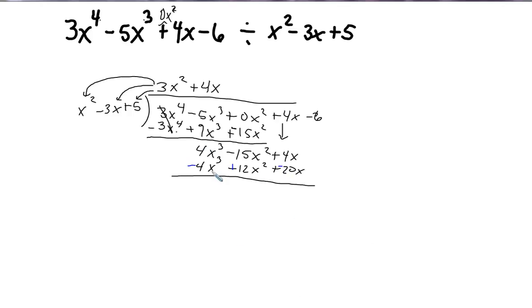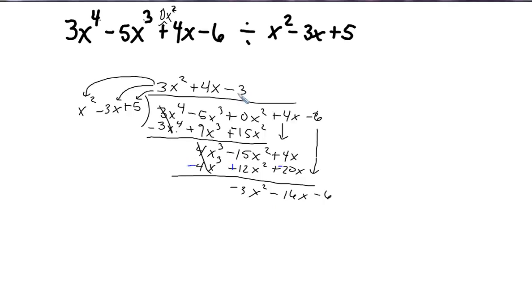So 4x cubed and 4x cubed cancel out. Negative 15x squared plus 12x squared is negative 3x squared. 4x minus 20x is minus 16x. Bring down the negative 6, minus 6. So now we're going to say x squared times what will give me negative 3x squared. So x squared times negative 3 will give me my negative 3x squared.